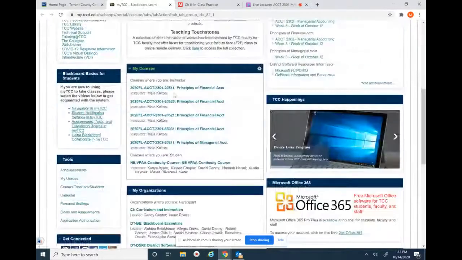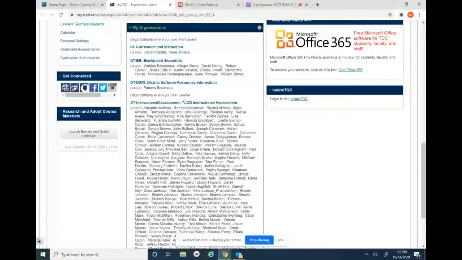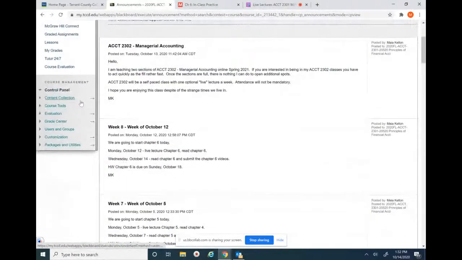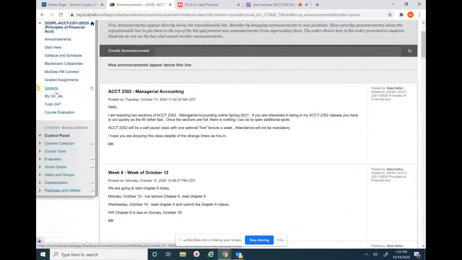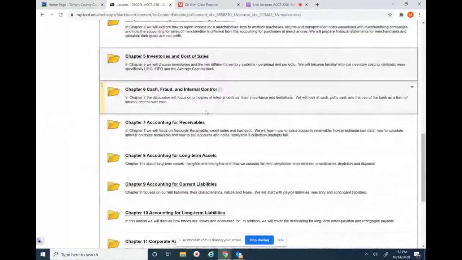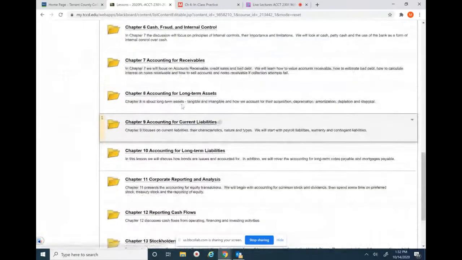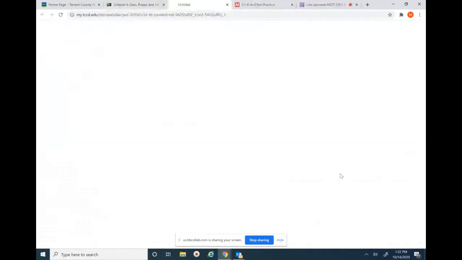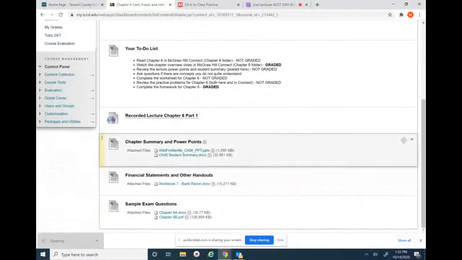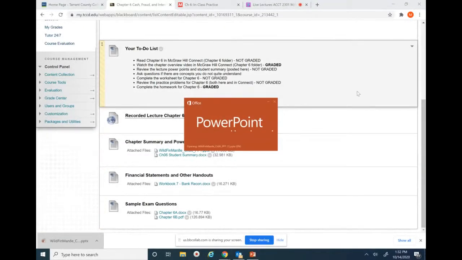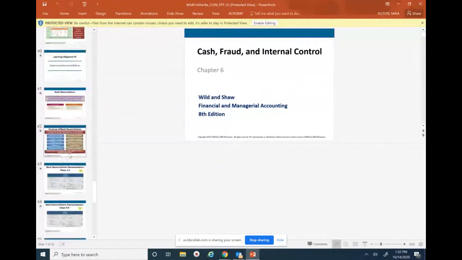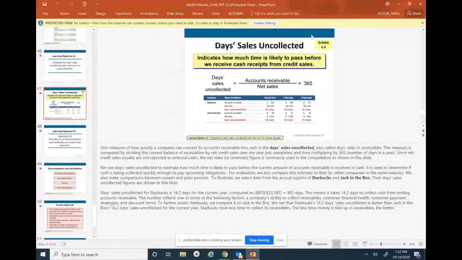I'm going to pull up the PowerPoint presentation for Chapter 6. There is one more thing that we need to talk about as part of Chapter 6, and that would be the days sales uncollected ratio. So let me just show you the ratio itself first. So I'm going to Chapter 6, Cash, Fraud, and Controls, and I will be looking at some of the last few slides in the PowerPoint presentation. So let me scroll down here a little bit. All right, here we go.